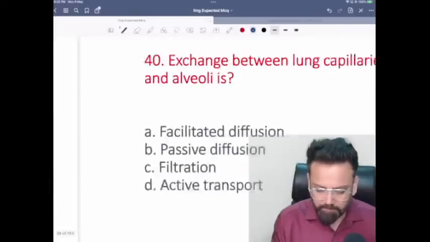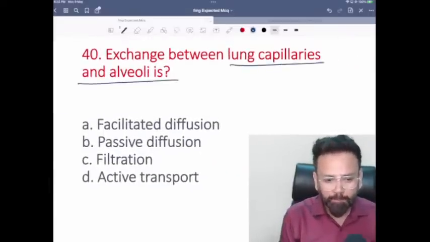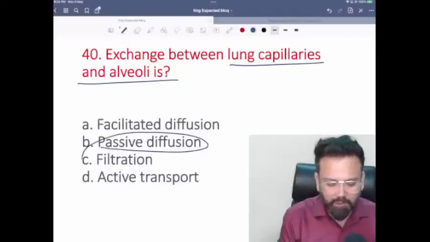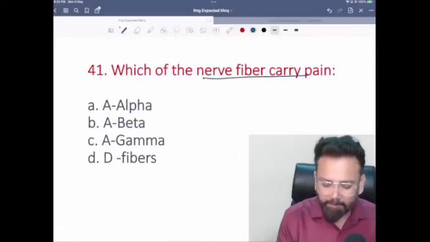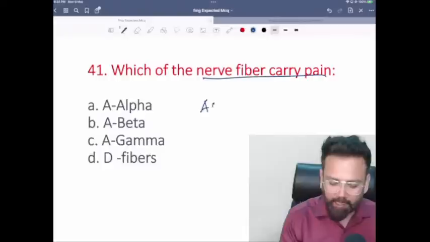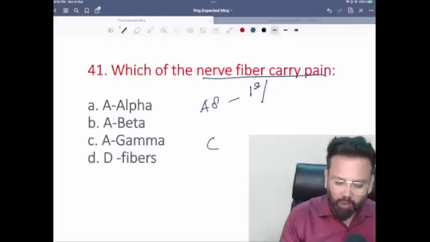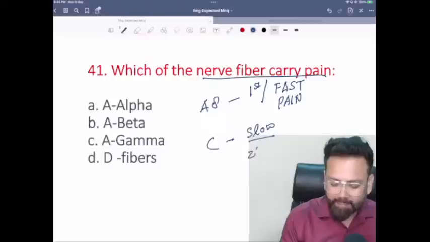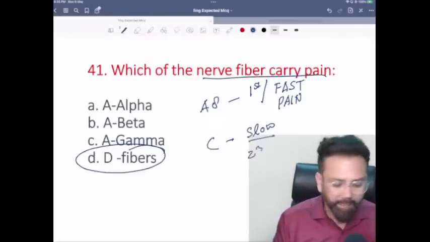Next question. Exchange between lung capillary and alveoli. You know, simple diffusion. Nothing to discuss, just for your revision. Which nerve carries the pain? You know, A delta and C carry the pain. A delta carries first pain or fast pain. C carries slow pain or second pain. So answer is D. Pain is carried by A delta and C.